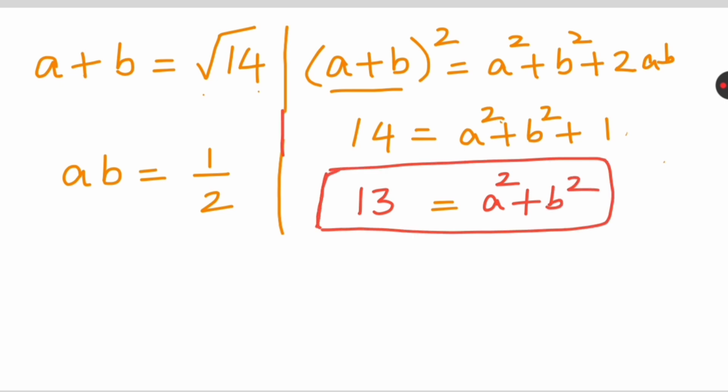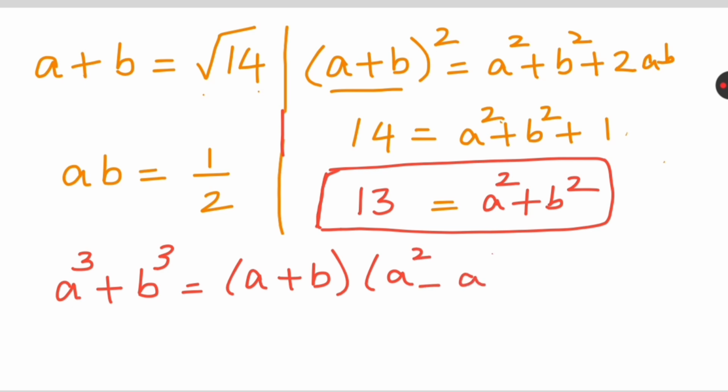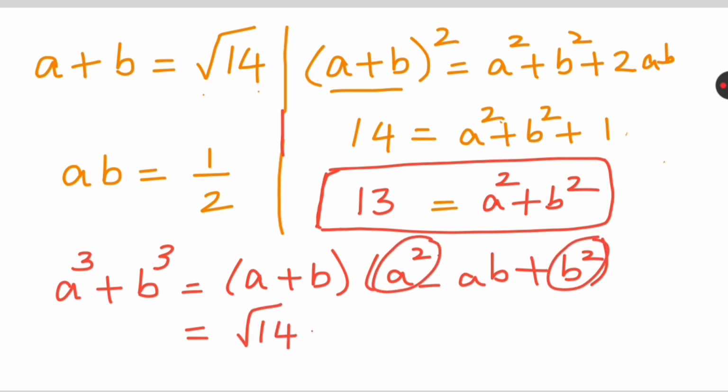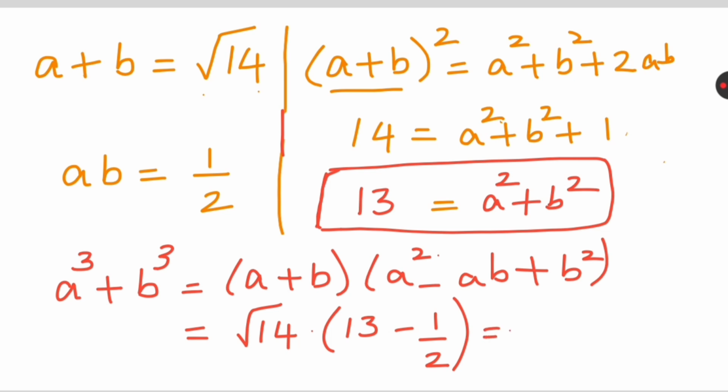Now let's take a³ + b³. Let's recall the a³ + b³ formula. What is the formula? (a + b)(a² − ab + b²). Now substitute the values. We know that a plus b is root 14. Let's substitute here: a² + b² is 13 only. So let's take 13 minus ab. The ab value is 1/2. After taking the LCM, you will get 2 at the denominator and 26 minus 1, which gives 25. So this is the a³ + b³ value.